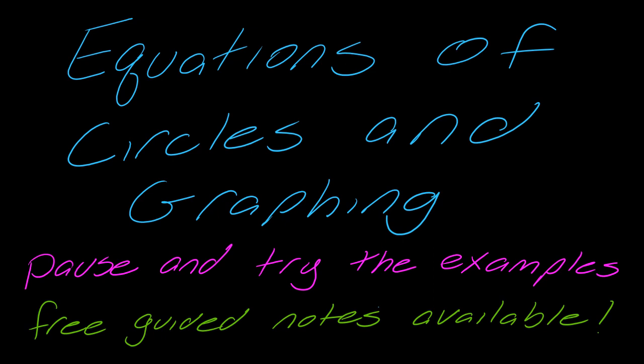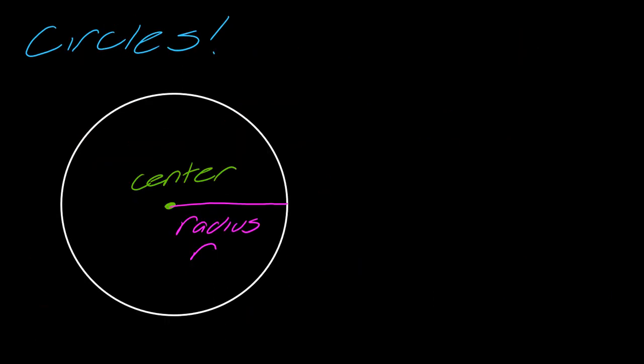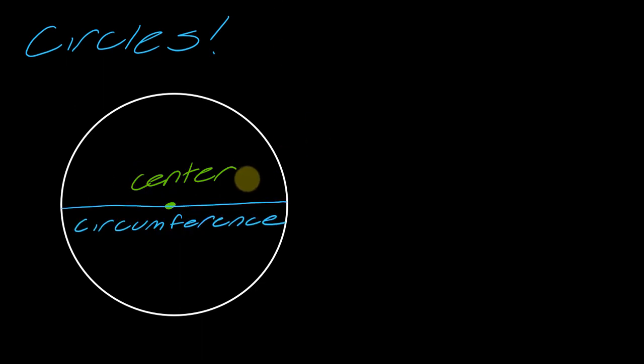Okay, so in this video, I'm going to teach you about equations of circles and also how to graph them. So just to be sure, this is a circle. It's the white shape here. It has a center, that's this green point here. And from the center to the edge of the circle, that's called the radius. And if you were to draw a line straight through the center, that would be the circumference.